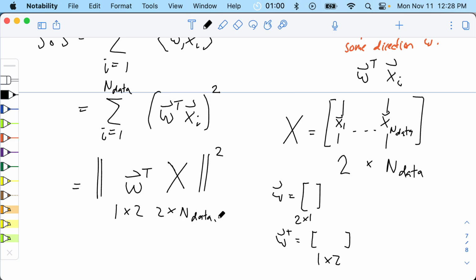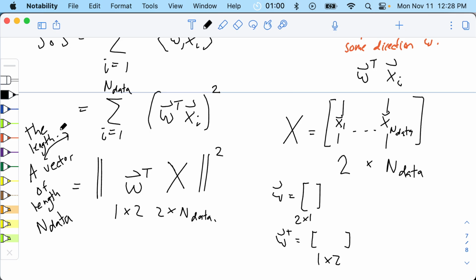and then you do the sum of the squares of the components. That's exactly the norm squared. So this thing equals that thing. This is a vector of length n data, and then you take its length, the length of this vector.